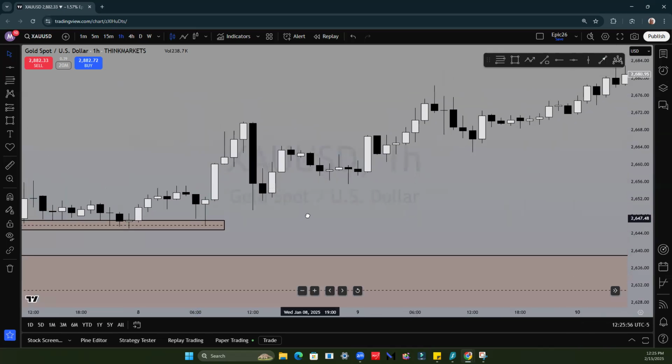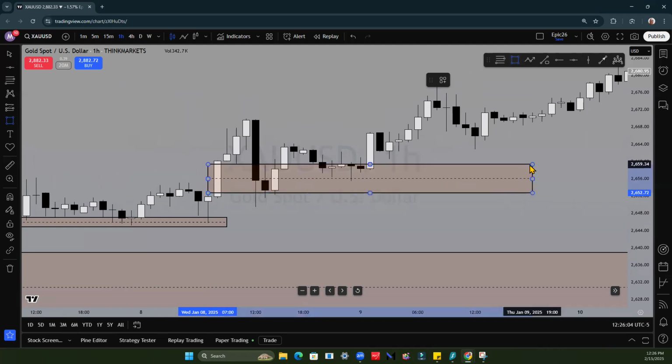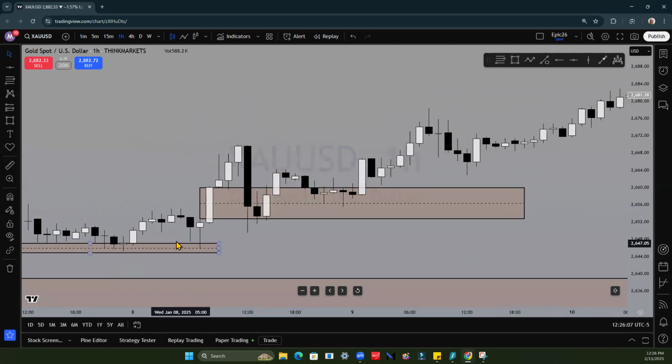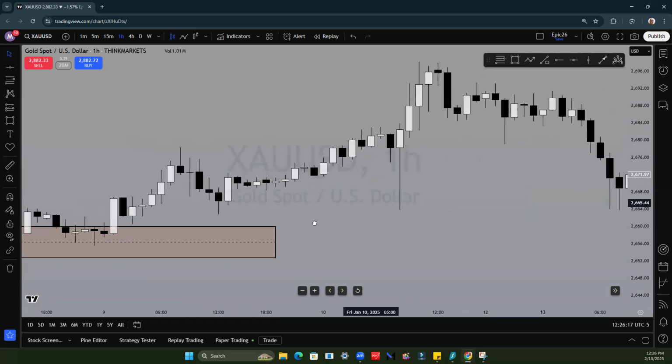Now let's try to find another gap. Here's another one. This candle and this candle did not meet. So we stretched this out. And once again, the market went up, came into the gap, filled it, and came out of the gap. All right, now we're looking for another gap in this area. Do we see any gaps here?